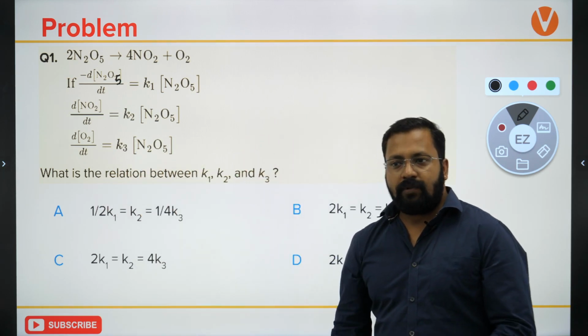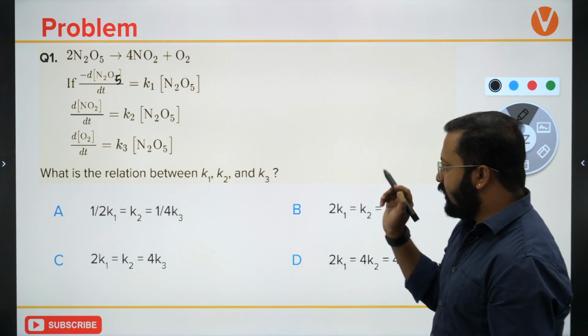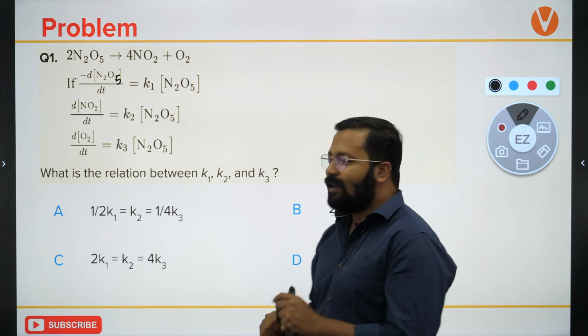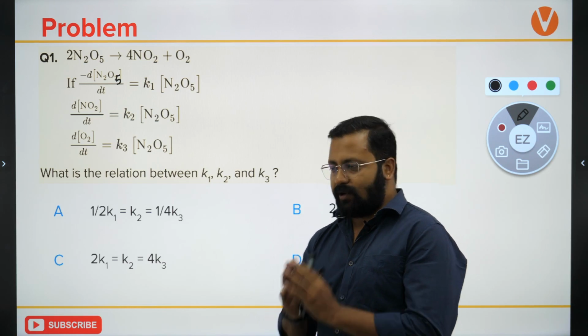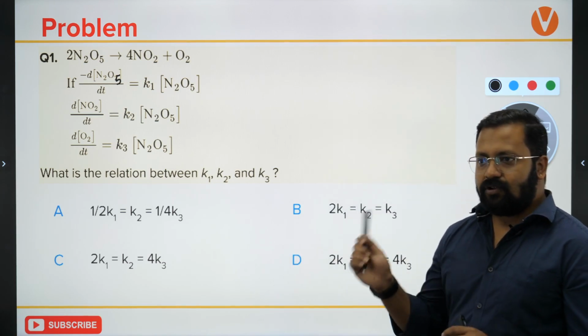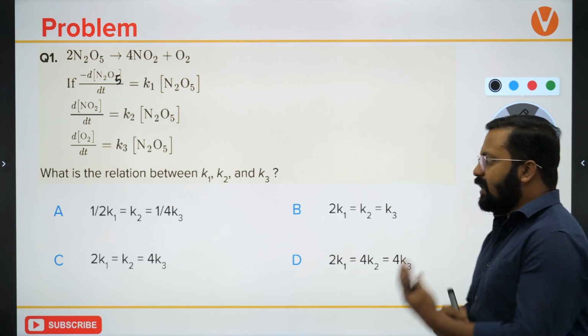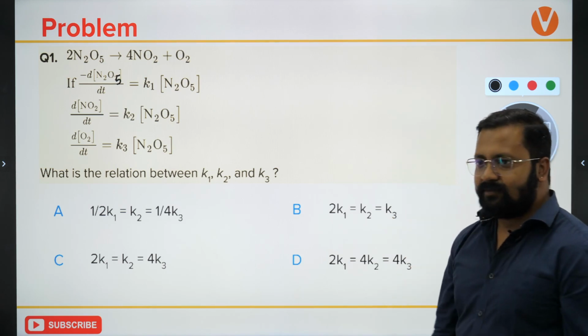What is the relation then? What is the relation between K1, K2 and K3? Okay, what is the relation between K1, K2 and K3? So please try to solve the question. It's a very easy question, बहुत simple question है, सिर्फ mathematical manipulation करके आपको आंसर आ जाएगा.